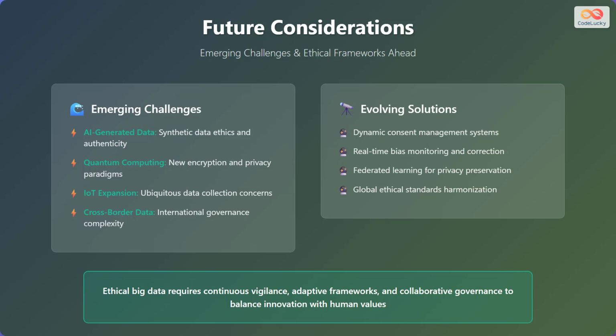Evolving solutions include dynamic consent management systems that allow users to control their data in real time, real-time bias monitoring and correction mechanisms, federated learning for privacy preservation, and the harmonization of global ethical standards. In conclusion, ethical big data requires continuous vigilance, adaptive frameworks, and collaborative governance to balance innovation with human values.